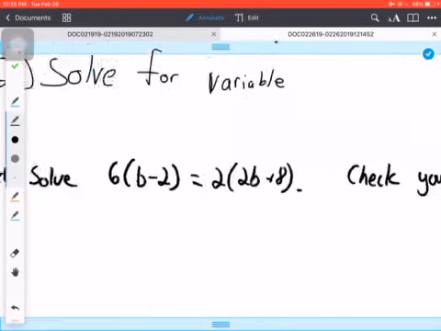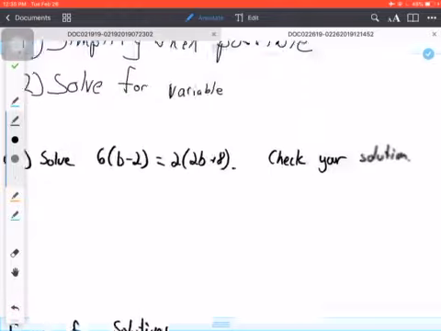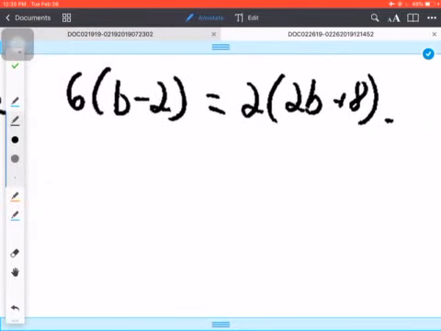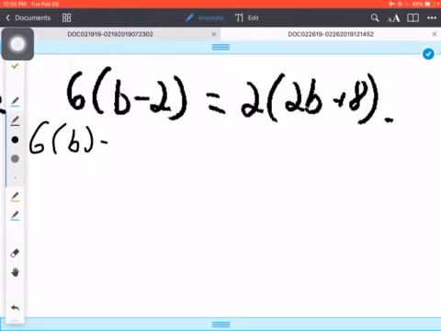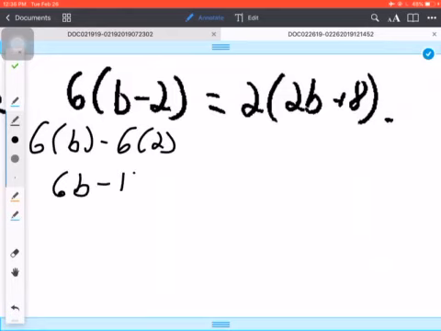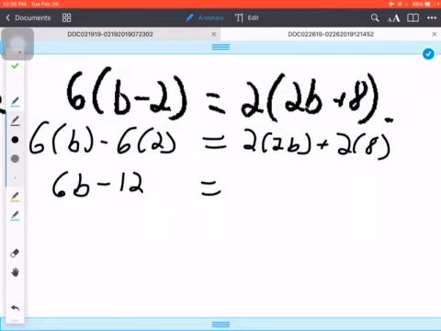So let's look at example 1 here. It says solve this equation, and then, of course, check your solution. So the first thing that I'm going to want to do here is undo the distributive property. So this area here, we're going to have 6 times b minus 6 times 2, which happens to be 6b minus 12. On the right side, we have 2 times 2b and 2 times 8, which happens to be 4b plus 16.